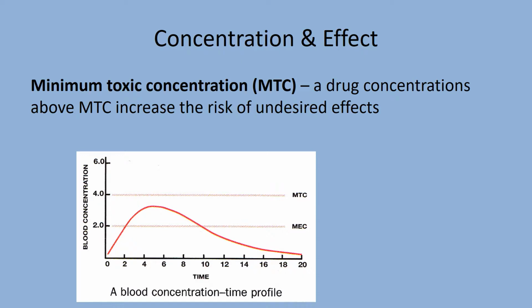Next, we have minimum toxic concentration. So this is when you start to have overdose effects. So the undesired effects. In this case, on this curve, at a concentration of 4, you'll start seeing increased adverse effects.